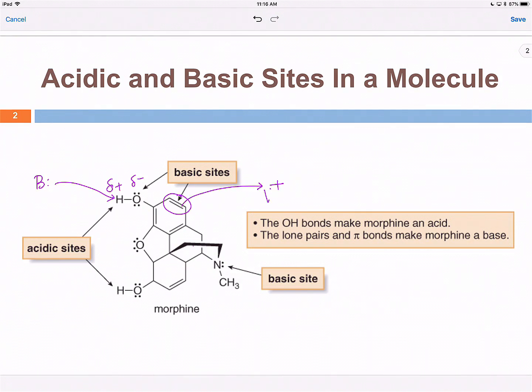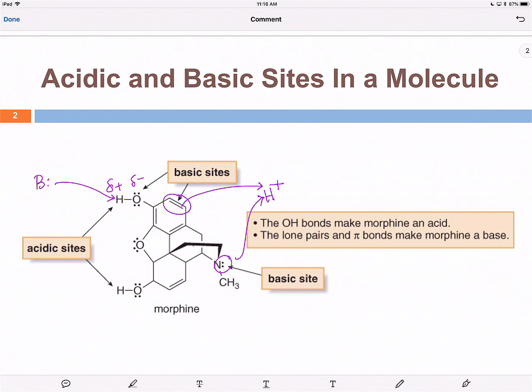Base sites are those that can attack something that's positively charged. For us, a common one is a proton. So there's a pi bond which can go attack that. Here is a lone pair that can attack the proton. So those are our basic sites. So within a molecule, you can have acidic as well as basic sites. So we need to know what we are going to add, what attacks what site. That's kind of the idea.